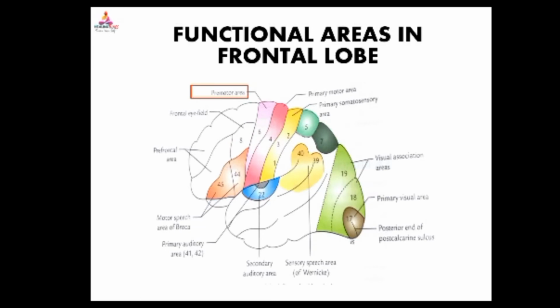Next is the premotor area, that is the area 6. Premotor area is located anterior to the primary motor area in the posterior part of superior, middle, and inferior frontal gyri and extends onto the medial surface of hemisphere. Premotor area is wider above than below and lacks the giant pyramidal cells.